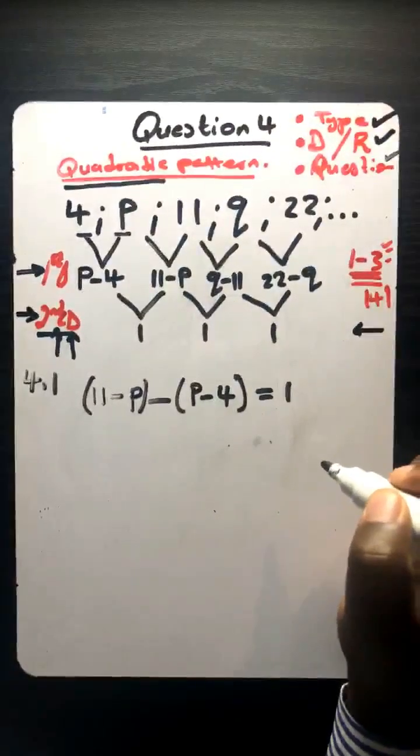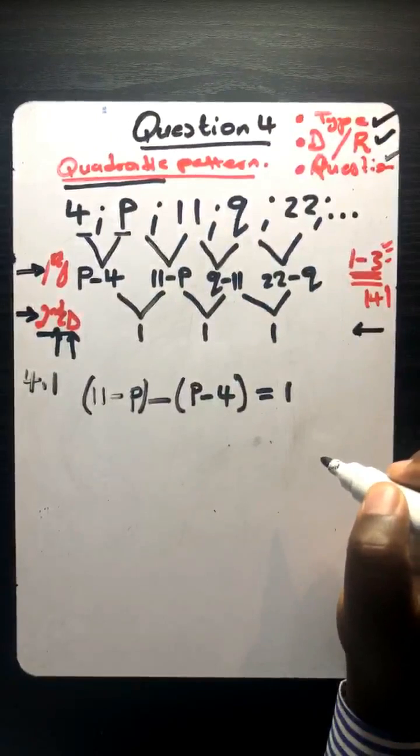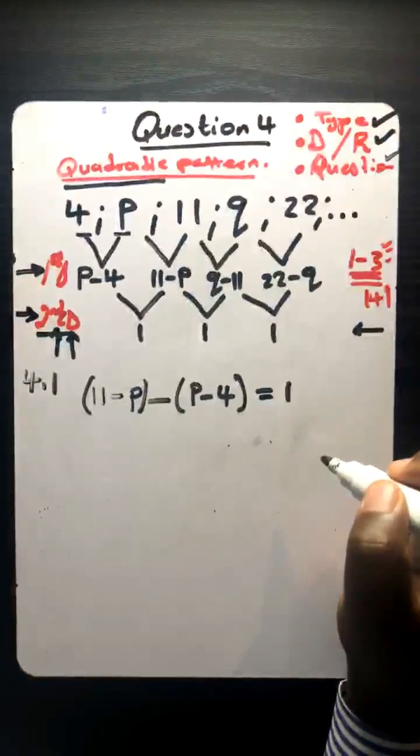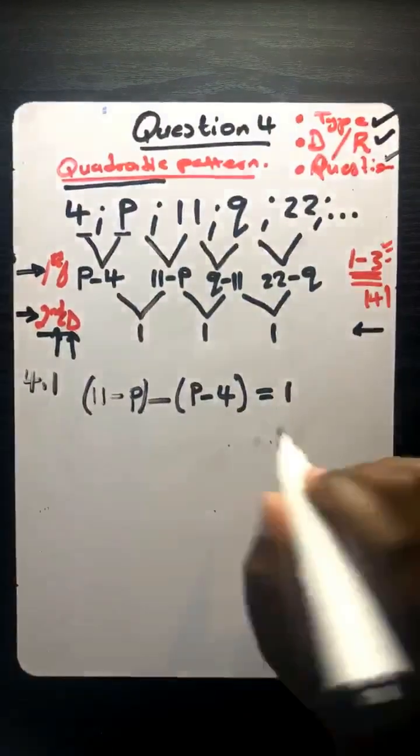So why did you just explain, sir, from the start why we used the minus sign? Also, why we equated to 1, because 1 is the second difference, right? Please, I'm lost here. Okay. So I'm about to explain that.